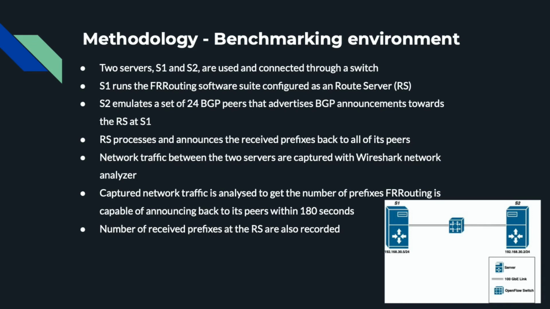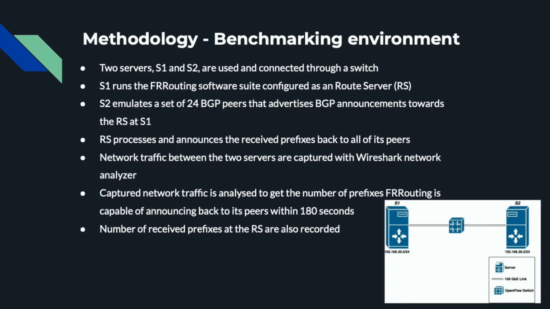Regarding the benchmarking environment, we make use of two servers that are connected to each other through a switch. The first server, S1, runs the FRRouting software suite configured as a route server. The second server, S2, emulates a set of 24 BGP peers that advertise BGP announcements consisting of IP prefixes towards the route server at S1. The setup is illustrated in the figure shown on the right. The route server processes and announces the received prefixes back to all of its peers over the network.